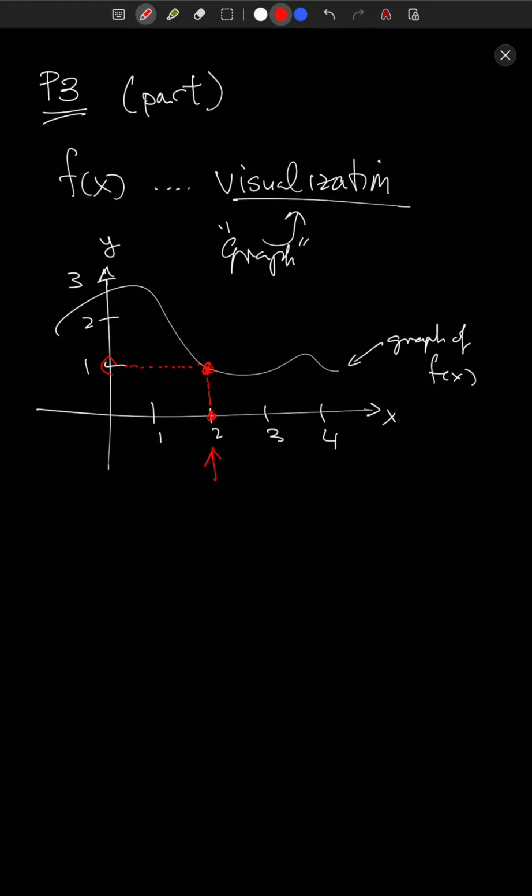All right, where you hit the y-axis, that's the output. So this is the input, that's the output. All right, so for this particular graph that I've drawn, f of 2 is equal to 1.